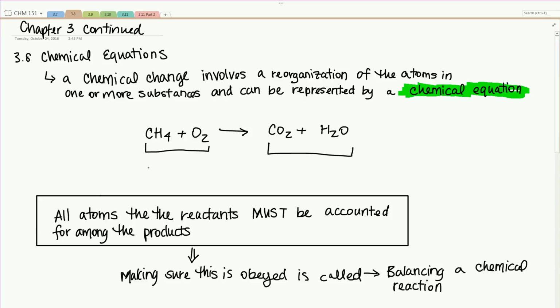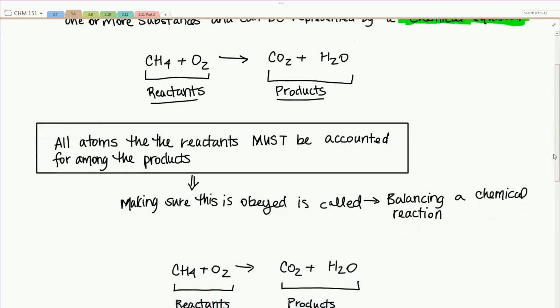So always on our left side are reactants, and on the right side are our products. Reactants is what we're starting with, products is what we get. All of the atoms in the reactants must be accounted for in the products. The way that we make sure that this rule is obeyed is called balancing the chemical reaction.